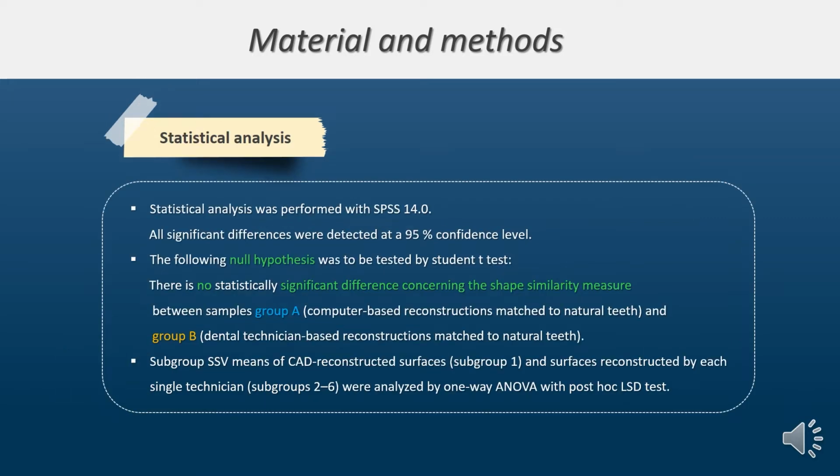Statistical analysis was performed with SPSS-14, and all significant differences were detected at a 95% confidence level. The null hypothesis was that there is no statistically significant difference concerning the shape similarity measure between samples, and it was tested by Student's t-test. Subgroup analysis was performed by one-way ANOVA with post-hoc LSD test.